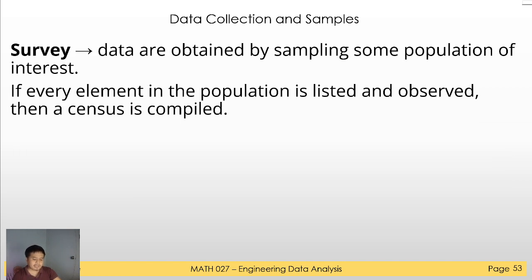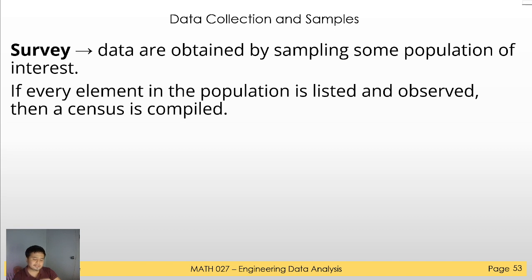Another type of data collection is through surveys. Data are collected by sampling some of the populations of interest, and usually surveys are utilized when we could not control the population or the scenario. We just get the data directly from this specific group through sampling.